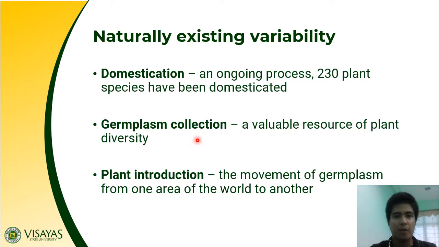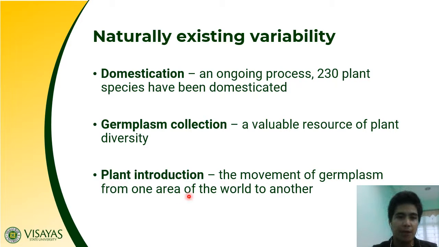Germplasm collection is another source of naturally existing variability. Germplasm is the total sum of hereditary materials, and your sources of germplasm materials are the centers of origin, diversity, gene banks, sanctuaries, farmers' fields, markets, and even seed companies. So germplasm collection is a valuable resource of plant genetic diversity because you can find many different types of genetic material, for example domesticates, wild relatives, indigenous and exotic materials, landraces, modern and obsolete cultivars, and even breeding stocks. Those are the different materials you can collect from germplasm collections.